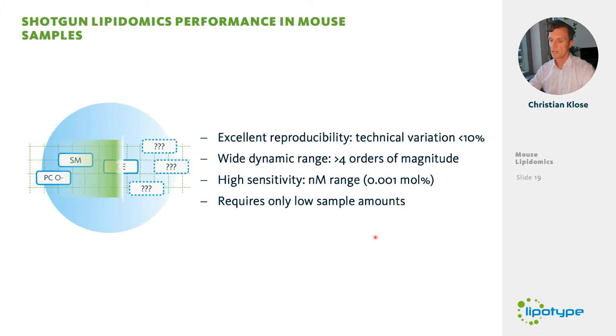And typically we achieve a pretty high sensitivity, which is in the nanomolar range, that translates into 0.001 mole percent of lipid content per sample. So it really can go quite low. And what is also important, especially when it comes to mouse samples, is that we only require very low sample amounts. But I will come to that aspect a little later in more detail.